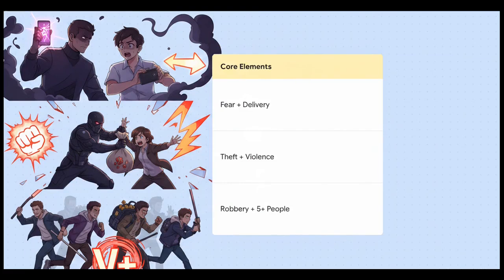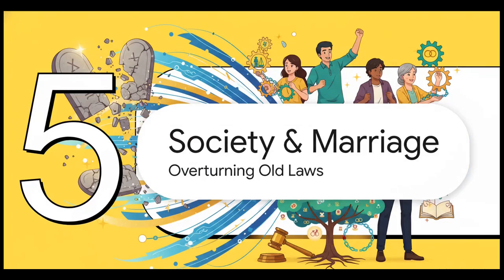Now, take a look at how property crimes violently escalate. A basic property crime like theft or extortion instantly transforms into robbery the second violence or the instant fear of death is introduced. And it morphs into the highly penalized gang-level crime of dacoity the moment 5 or more criminals team up to execute that robbery. The severity jumps exponentially. Finally, bringing it home with Unit 5, State, Society, and Marriage, overturning archaic laws.